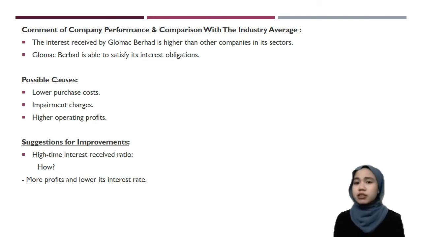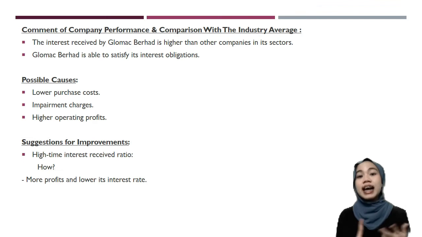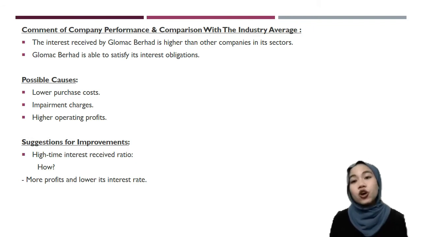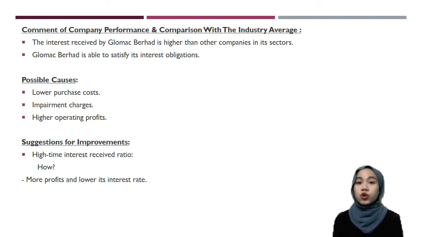The possible cause that this could happen is because the earnings of Glomac Berhad are rising mainly due to lower purchase costs, lower impairment charges, and higher operating profits. This also means that the company has sufficient earnings to pay off interest expense and hence its debt obligation. And even though Glomac Berhad times interest earned is higher than the industry average, there's still space for improvement.